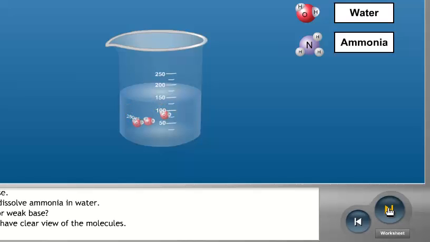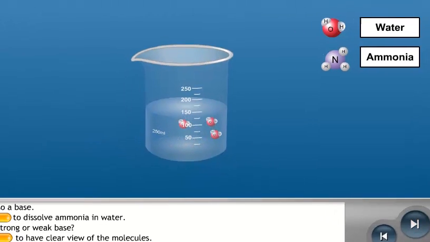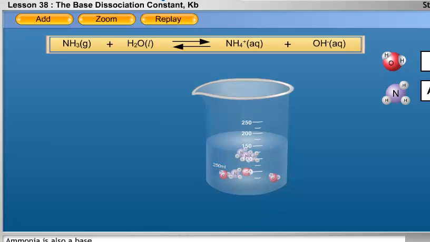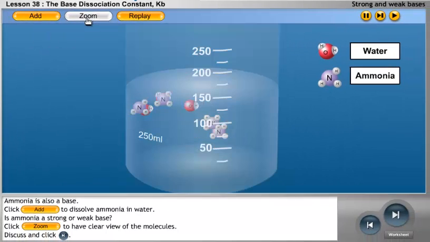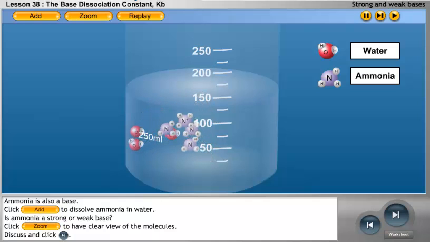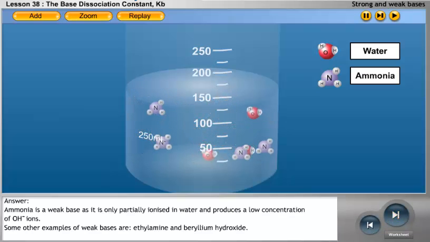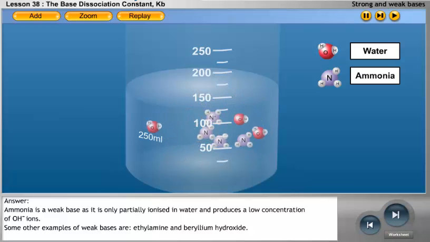Ammonia is also a base. Click the Add button to dissolve ammonia in water. Is ammonia a strong or weak base? Click the Zoom button to have clear view of the molecules. Discuss and click the Next button. Answer: ammonia is a weak base as it is only partially ionized in water and produces a low concentration of OH- ions. Some other examples of weak bases are ethylamine and beryllium hydroxide.